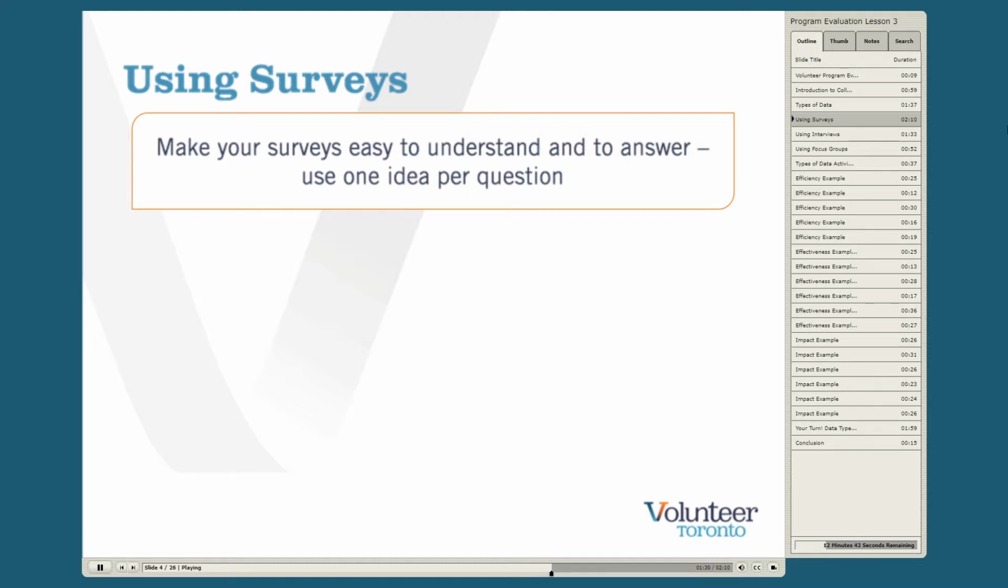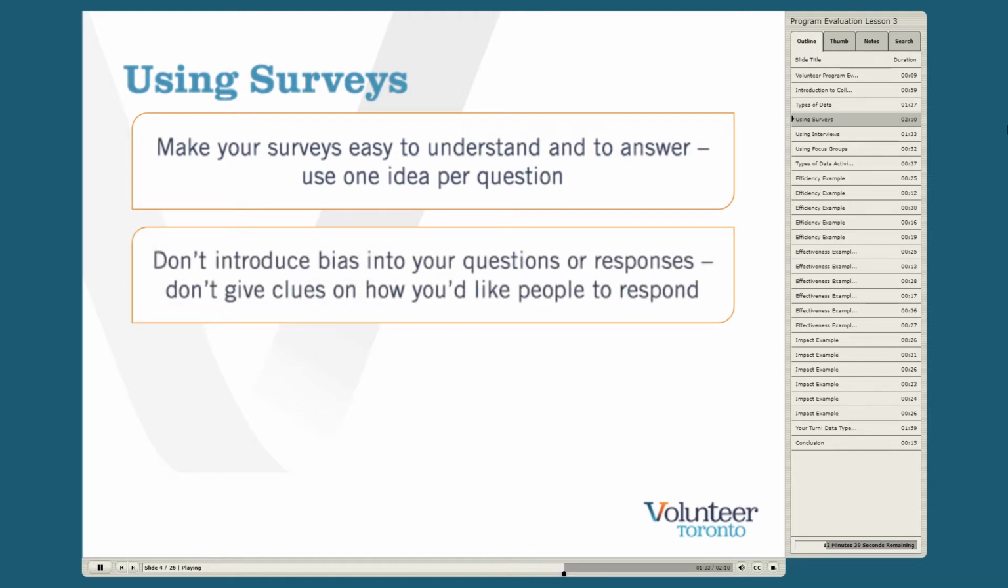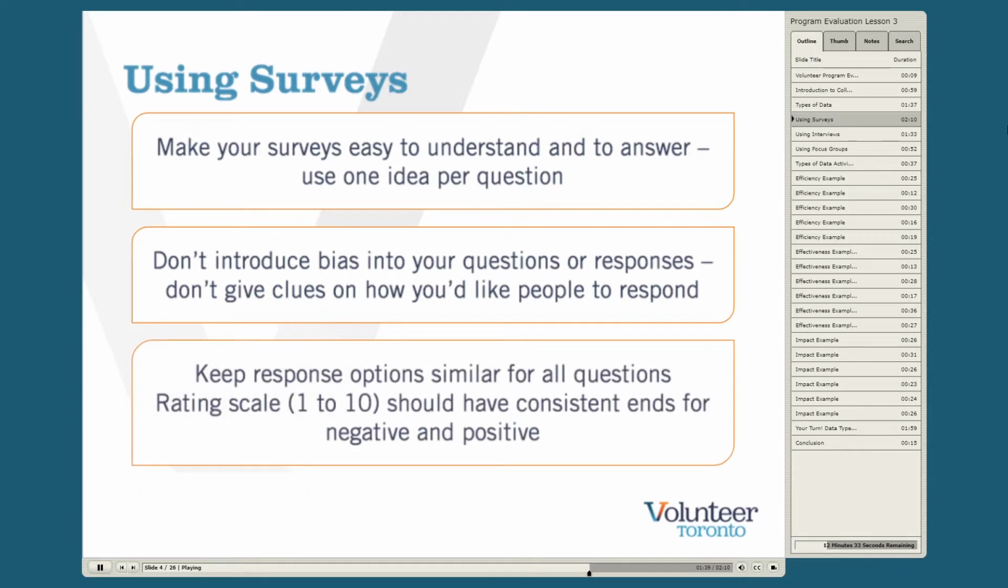Don't introduce bias into your questions or response questions. Try not to frame any question in a positive or negative way, or give clues on how you'd like the stakeholders to answer. Keep your response options similar for all questions. This is especially important if you're going to use a rating scale, such as 1 to 10. Be consistent with which end is negative and which end is positive. In this example, the first questions ask for a participant to rate something from 1, strongly disagree, to 10, strongly agree. The next question, however, asks participants to rate something from 1, extremely satisfied, to 10, extremely dissatisfied. Instead, the negative end should be on the same side both times, and consistent throughout.